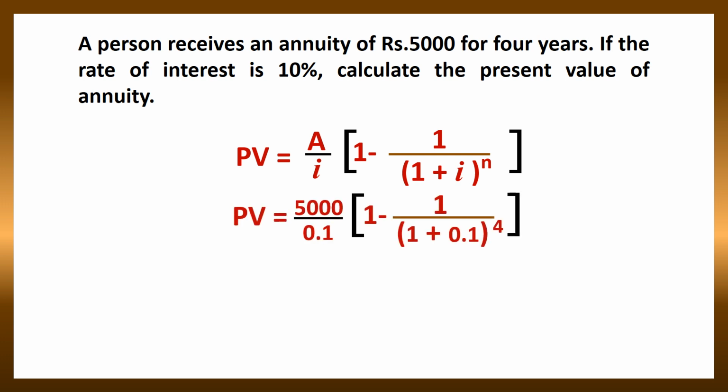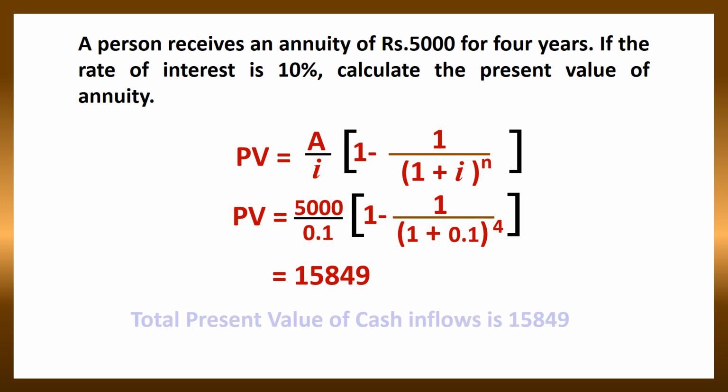So, when applying the values in the question, PV = 5,000 / 0.1, that is the interest rate, into (1 − 1 / (1 + 0.1)^4). 4 is 4 years. So the answer is 15,849. That means the present value of cash inflows is 15,849.